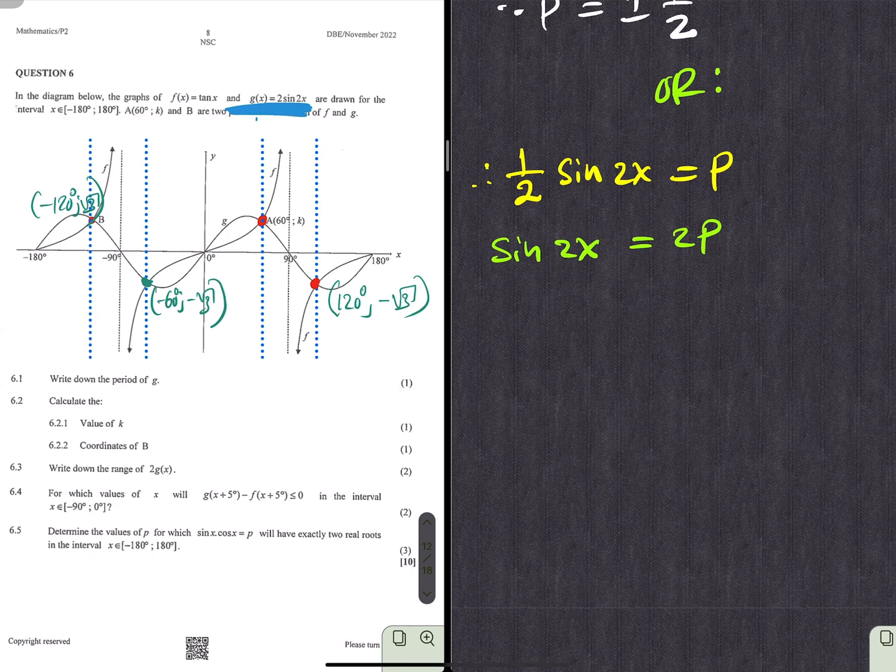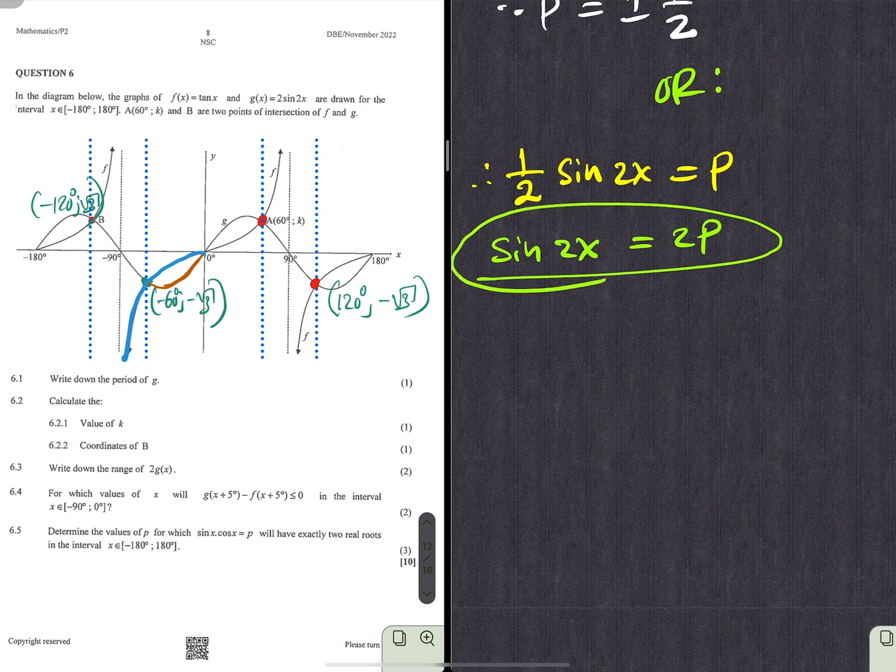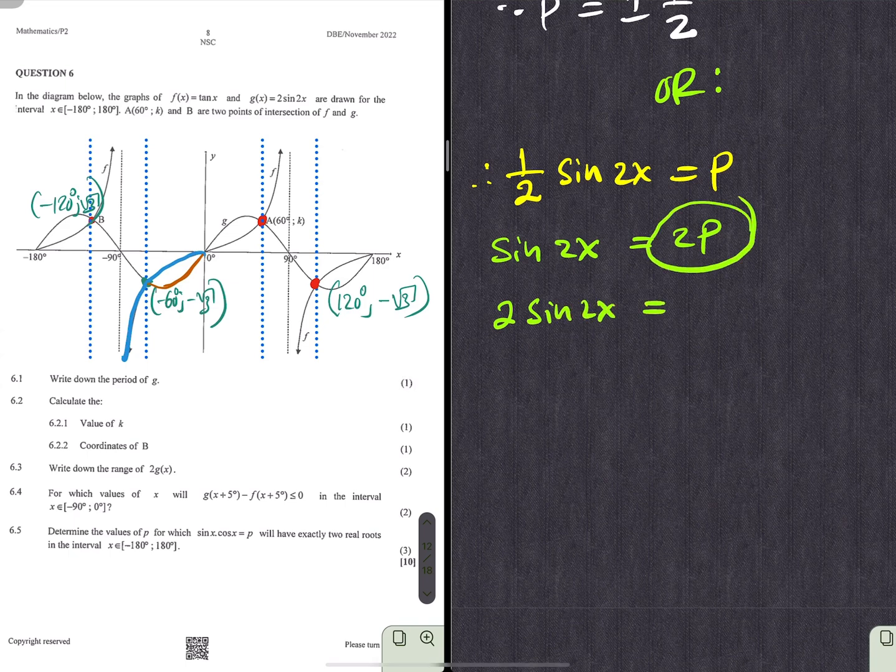That was 2 sine 2x. So that means you just need 2 here. All right? You just need 2 for that one. So I'm going to play with it such that it really gives me back the given polynomial. So to do that, I'm going to multiply the whole of this equation by 2. I'm going to say multiply 2 both sides. So this becomes 2 sine of 2x equals, if you multiply this by 2, you are going to get a 4p.